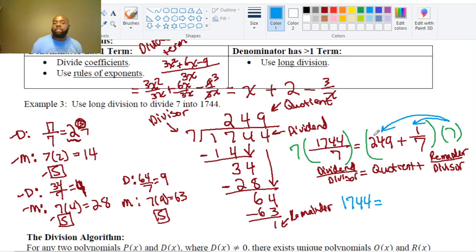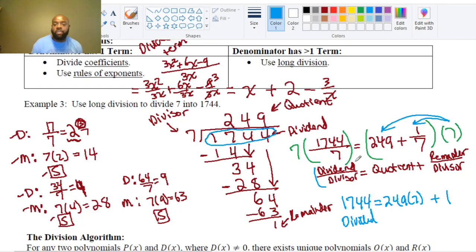But if I multiply this by 7, I'm going to write it as 249 times 7, and when I distribute it to the 1/7, I'm just going to get that 1 there. Notice I multiply by this divisor, and when I multiply by this divisor, I was left with just the dividend. I know it looks like a squiggle, but that's my dividend. So I multiply both sides by 7, and I got my dividend, which is this 1744.